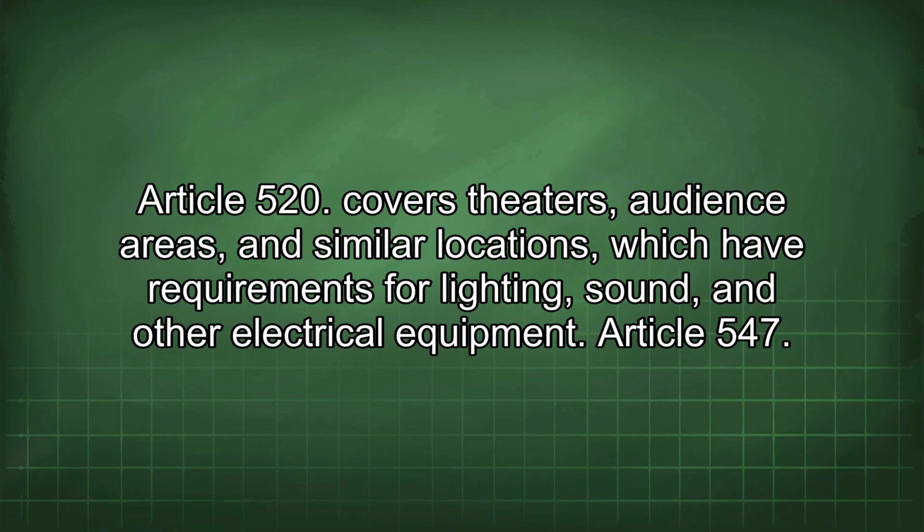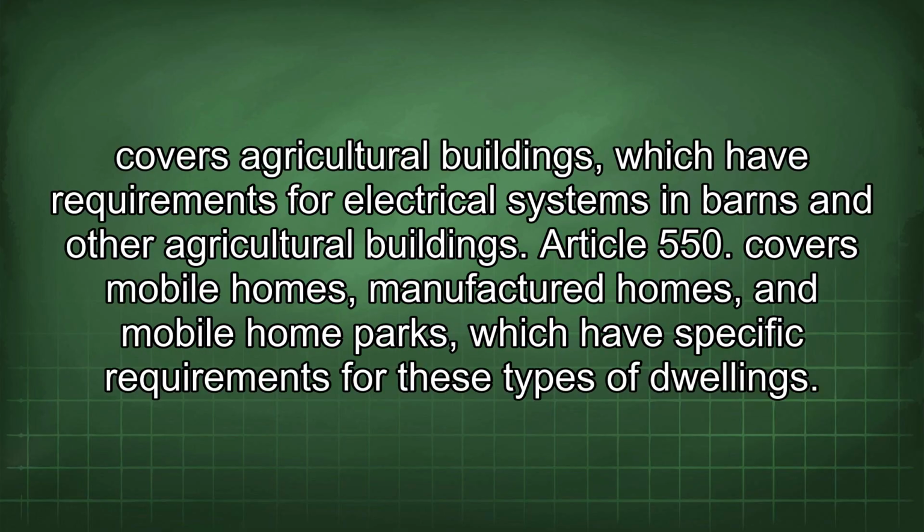Article 520 covers theaters, audience areas, and similar locations, which have requirements for lighting, sound, and other electrical equipment. Article 547 covers agricultural buildings, which have requirements for electrical systems in barns and other agricultural buildings. Article 550 covers mobile homes, manufactured homes, and mobile home parks, which have specific requirements for these types of dwellings.